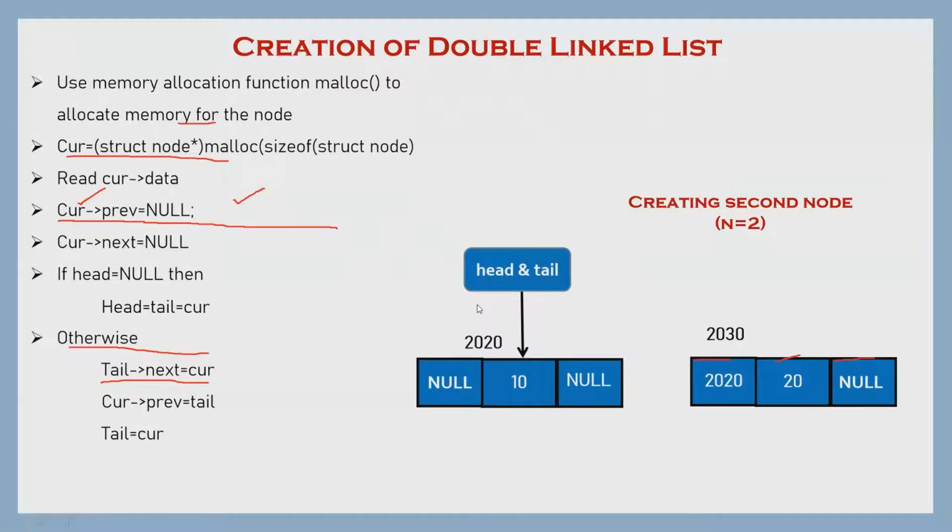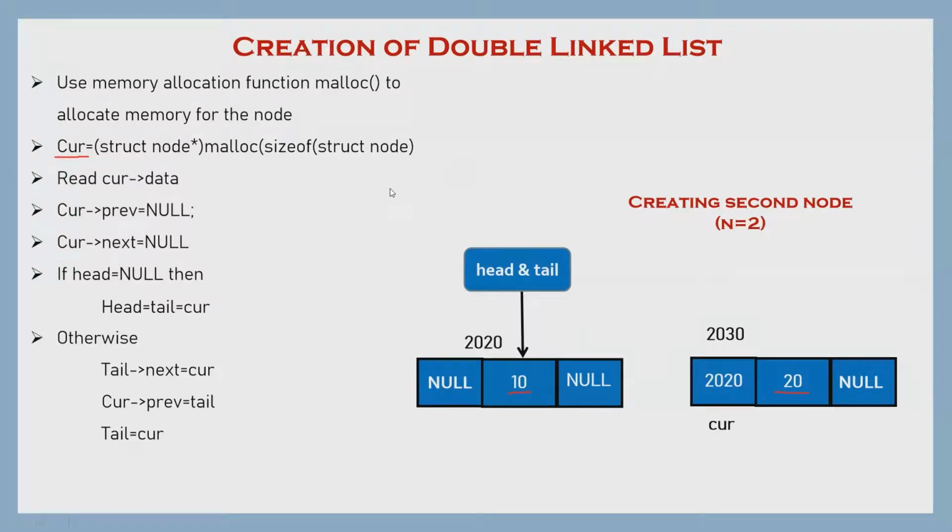Now let us see how we are going to create a second node in a double linked list. Already one node is created, that is 10, which is pointed to by both head and tail. Now we are going to create one more node, again named current. We read the current data. Current data is taken as 20, and current previous and current next are null. Initially we keep both of them null.